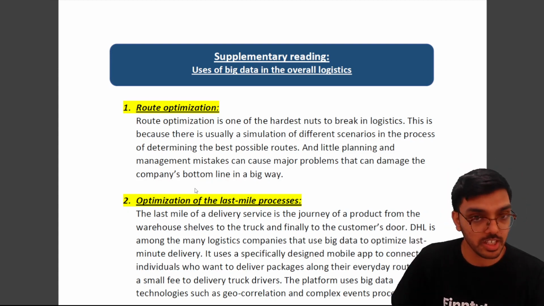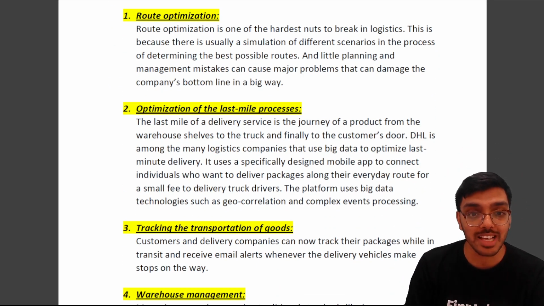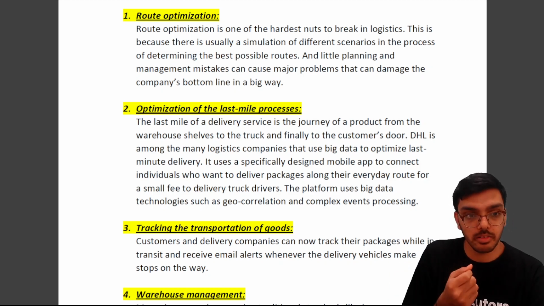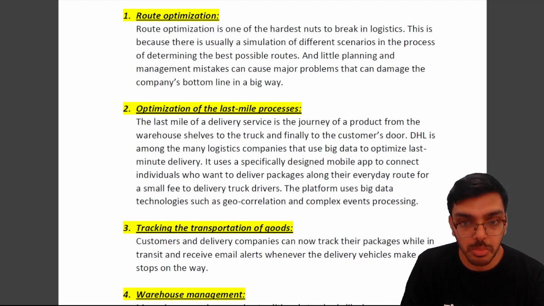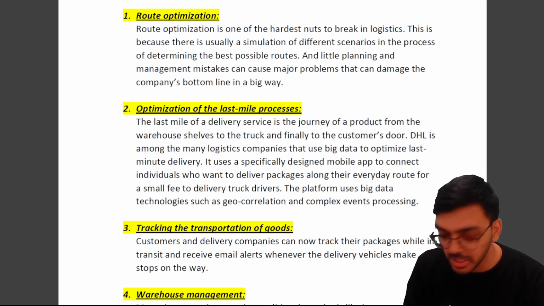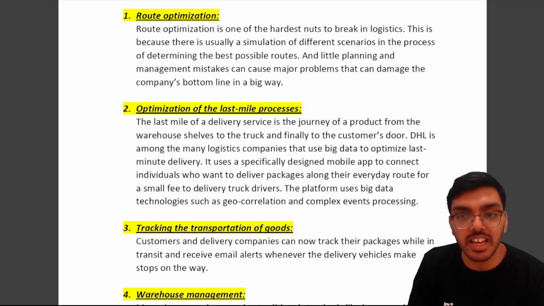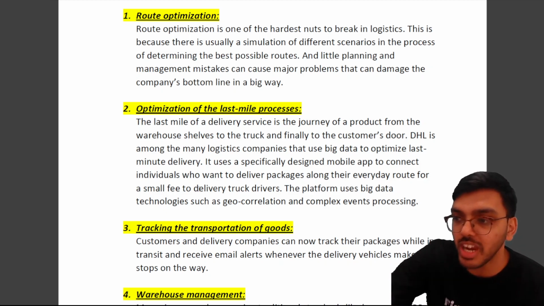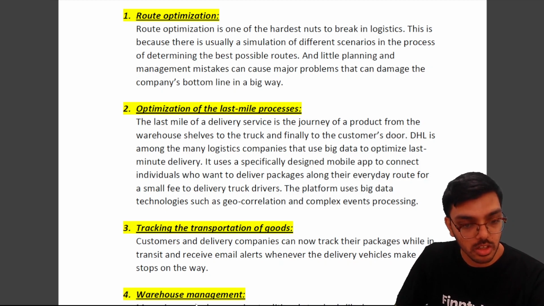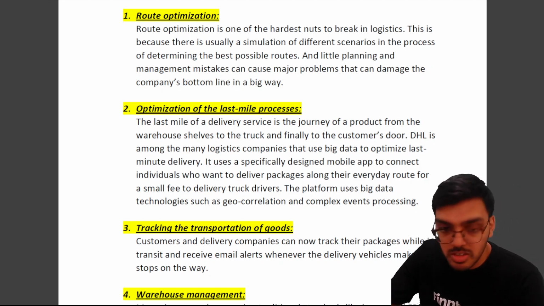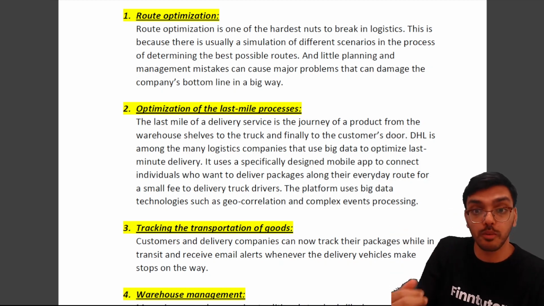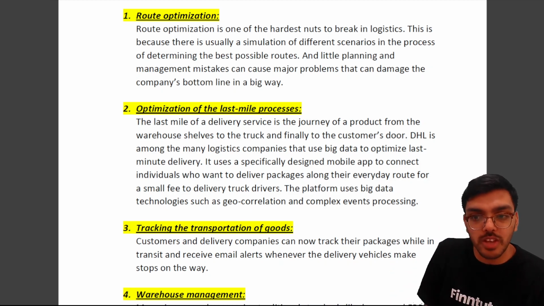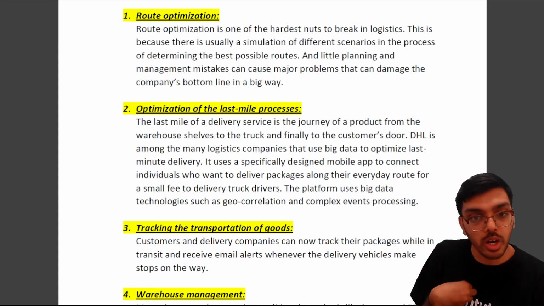That's route optimization. Second, it's used for optimization of last mile processes, the final package delivered to customers. How is that being done? For example, DHL, which is one of the large logistic companies, is using big data to optimize last mile delivery. It uses a specifically designed mobile app to connect individuals who want to deliver packages on their everyday route. So they can pick it up, and on their everyday route to the office, they can deliver it to the customer. It's good for the business. It's good for the customer because they get their parcel quickly, and it's good for the person doing this delivery because he gets an extra income. So see how innovatively this company is using big data. Something like this can be done by our company as well.